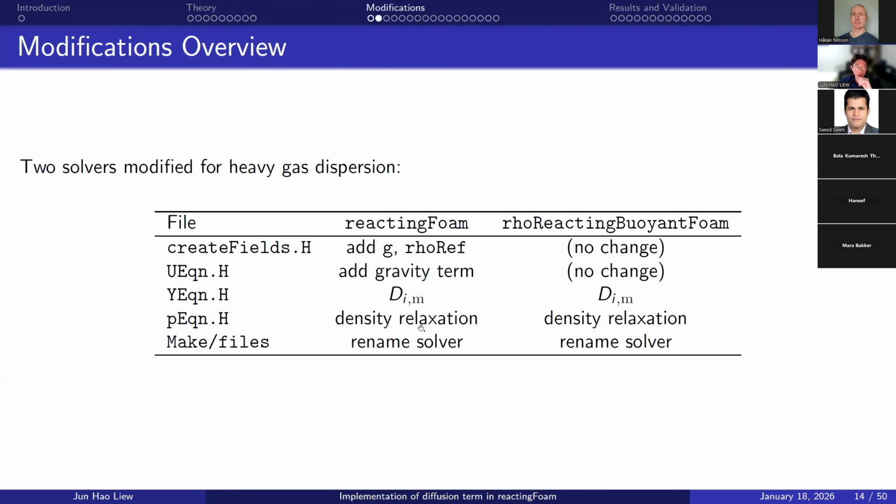So, modifications. These are the files we're going to modify. For createFields, we're going to add the gravity and the rhoReference. This is for the Boussinesq approximation. No change for the rhoReactingBuoyantFoam because there's already gravity. And then for the UEqn here, we're going to implement the Boussinesq approximation itself. Again, no change here because gravity is already implemented. And then for the YEqn, we're going to implement the diffusion term for both solvers. And then for the pEqn, we're going to introduce density relaxation. I'll explain more later about this density relaxation.